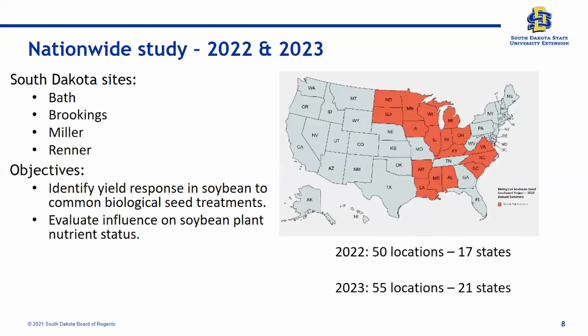So here's a study that's done nationwide. You can see all of the states that participated in this study in orange on the map on the right side of my slide. There are multiple sites across multiple states. In 2022, 17 states tried these, with about 50 locations, and in 2023 there were 55 locations in 21 states. South Dakota had 4 sites, Bath, Brookings, Miller, and Renner, in 2022 and 2023. The objective of this multi-state project was to identify yield response in soybean to common biological treatments, if we see any response in yield. The second objective was to evaluate the influence on soybean plant nutrient status. Do those make plants healthier?